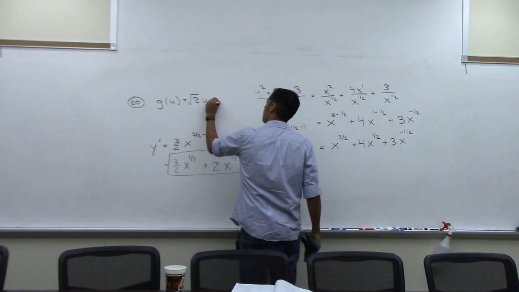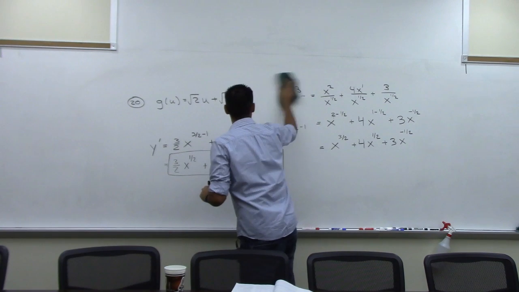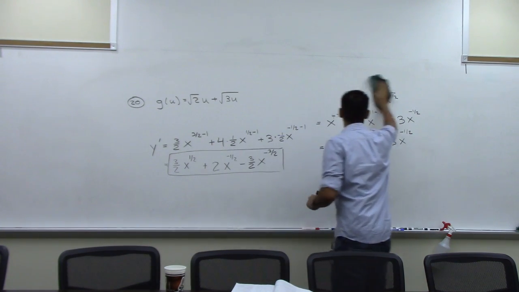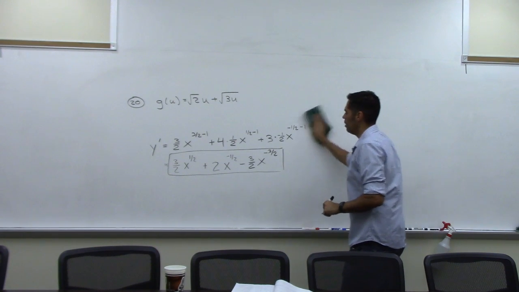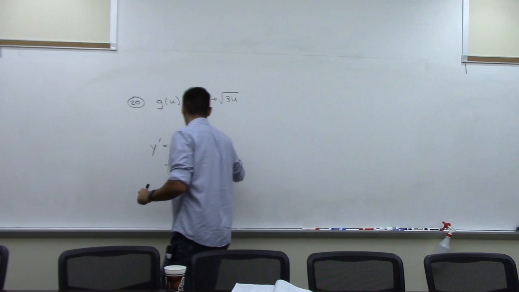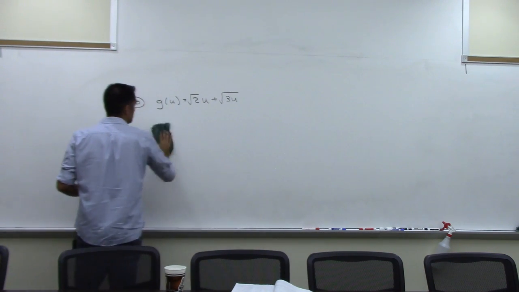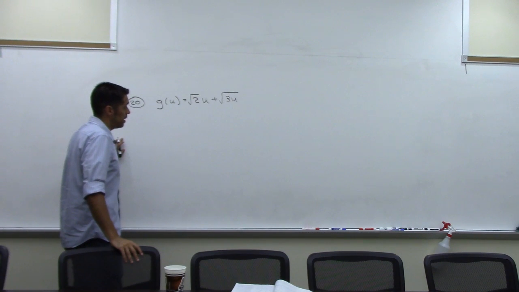plus root 3u. Now, there's something subtle here in this problem that they're trying to get you to see. In the first term, root 2u, the u is not underneath the square root. In the second term, root 3u, the u is underneath the root. And so that's going to make a big difference when it comes to taking the derivative.